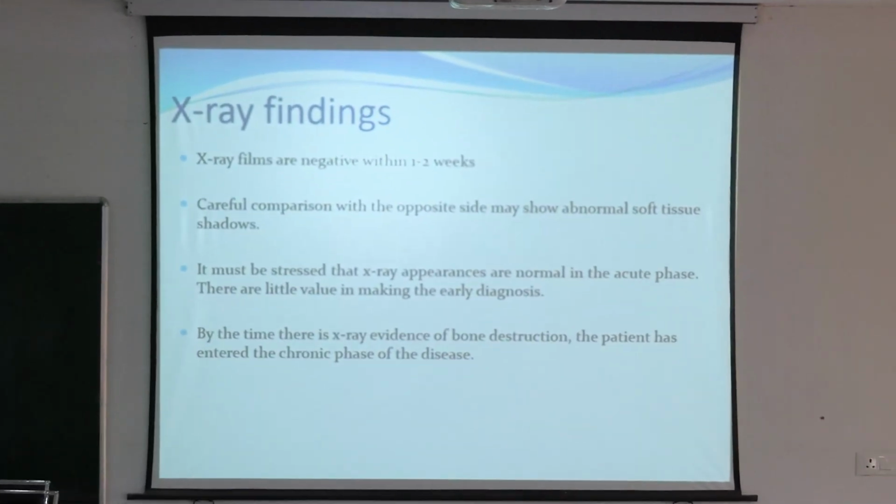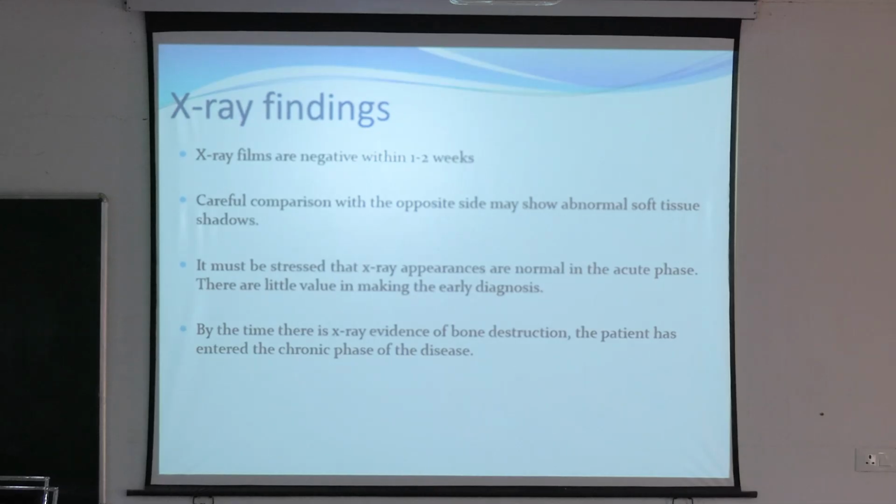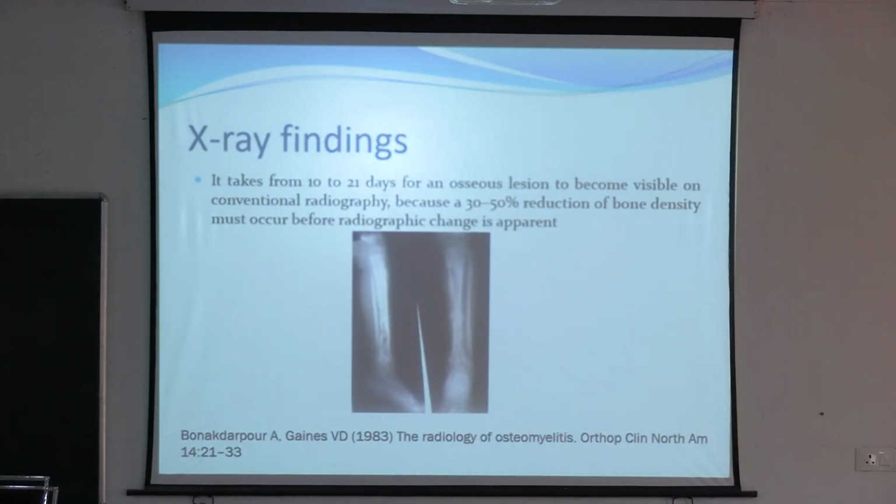By the time there is X-ray evidence of bone destruction, the patient has already entered the chronic phase of the disease. That we have to understand. It takes around 10 to 21 days for an osseous lesion to become visible on conventional radiography, because a 30 to 50% reduction of bone density must occur before radiographic changes appear. That is how infected bone will look: sclerotic, with lysis in between, around which you will have thick bone formation. So you will have a mixture of sequestra and involucrum.